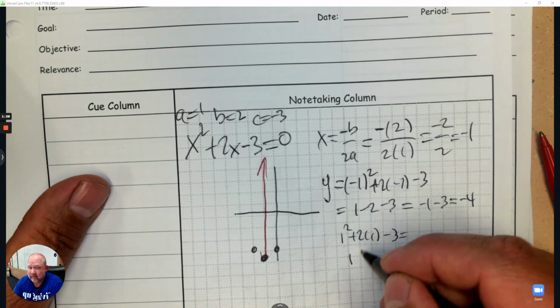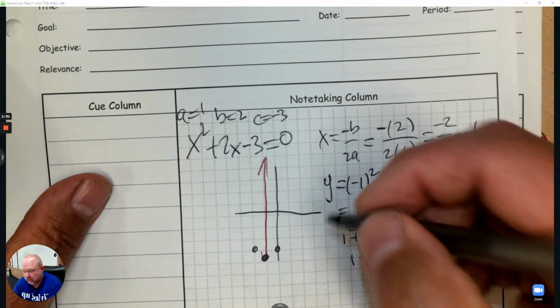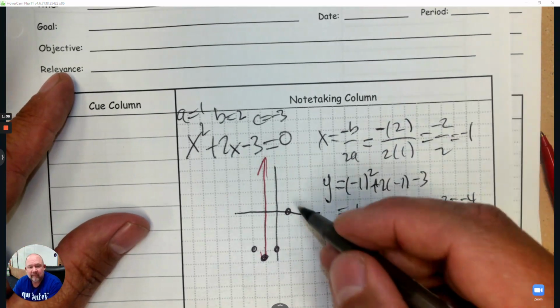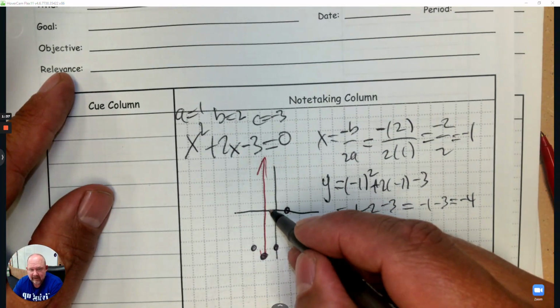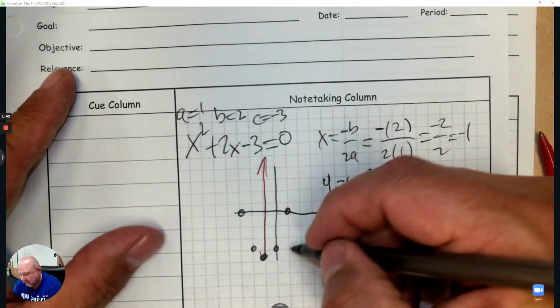So 1 times 1, 2 times 1. That's 3, take away 3. So that answer is 0. That's what I want. So one answer there, and then I count 2 to the right from the red line. I count 2 to the left, and now I can draw my parabola.